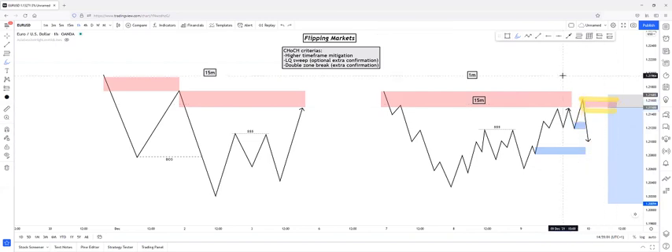So once again, the three criteria. The first one is unnecessary. I mean, it's necessary. The higher time frame mitigation, it has to happen. Without a higher time frame mitigation, it won't be a change of character. It will be just a liquidity sweep or anything like that. So it has to mitigate a higher time frame zone.